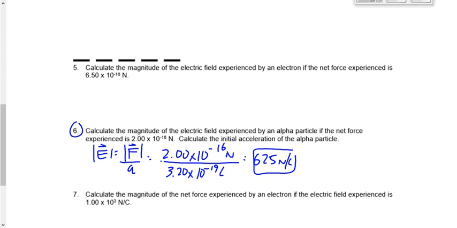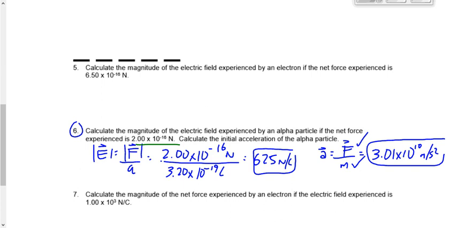Okay, this one, it's given to us in the question: 2.00 times 10 to the negative 16. So we don't have to find anything first. We just take that force that we're given, divide it by the mass here. 2.00, the mass is 6.65 times 10 to the minus 27. We get an acceleration here of 3.01 times 10 to the 10 meters per second squared.